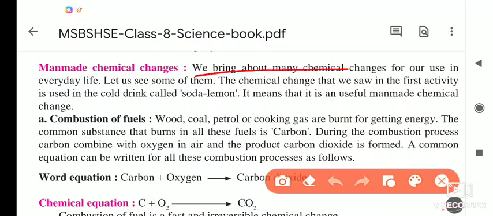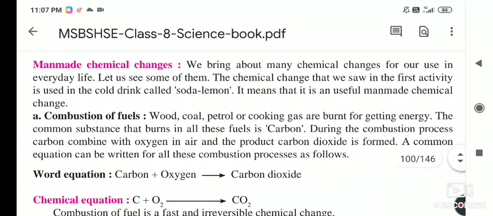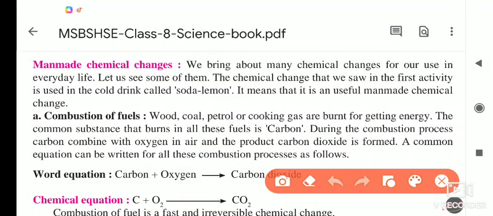We bring about many chemical changes in day-to-day life. Changes are continuously taking place, and under this, the main chemical changes are taking place in our environment for our use in everyday life. For example, coagulation, which means formation of curd from milk, is a chemical change. Now let us see some of them.